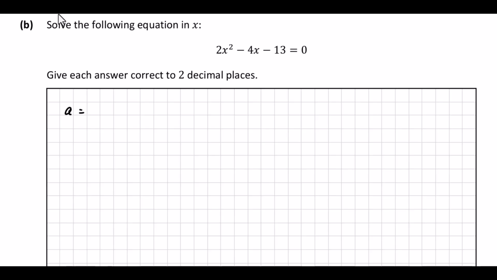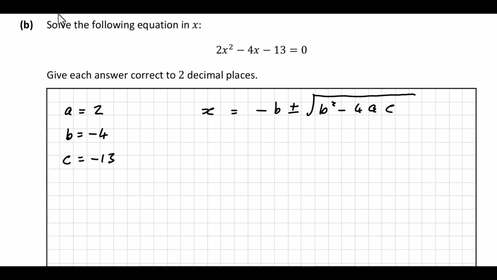So we can see that a is the coefficient of the x squared, which is 2. b is the coefficient of the x, which is minus 4. And c is the remaining number there without x, and that's minus 13. So your formula then is in your tables. It's x is equal to minus b plus or minus the square root of b squared minus 4ac all over 2a. So all you've got to do is substitute in the numbers for the letters.